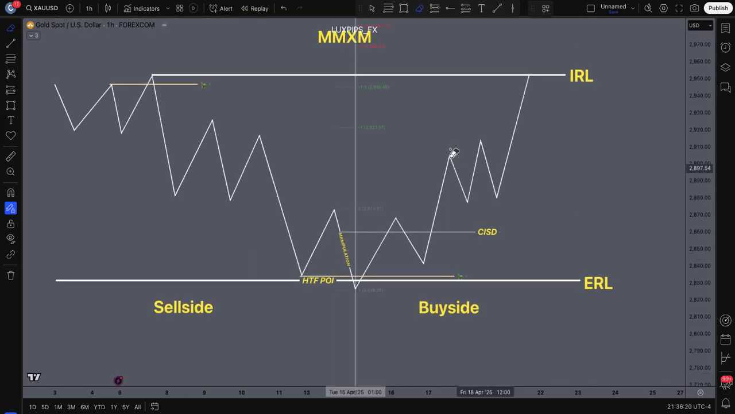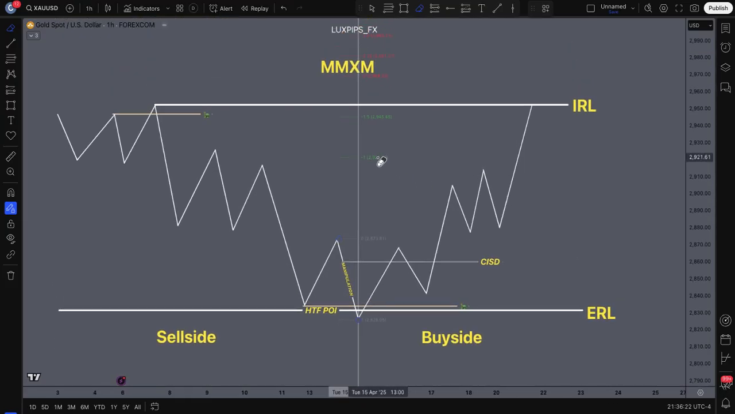So this STDV is going to be a nice tool to gauge how far the market should go, because it is a standard deviation of the manipulation leg. So we got that out of the way.